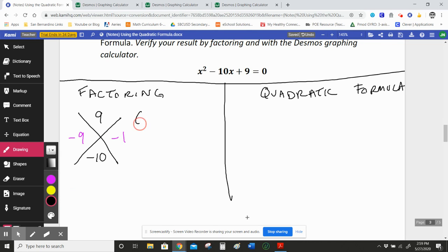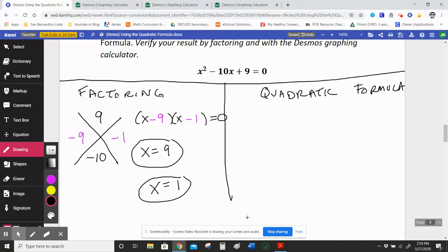So my two factors are (x)(x) = 0. Don't forget the equal 0 part. This is -9, this is -1. So I have two answers. My first answer is x is equal to +9. My second answer is x is equal to +1.